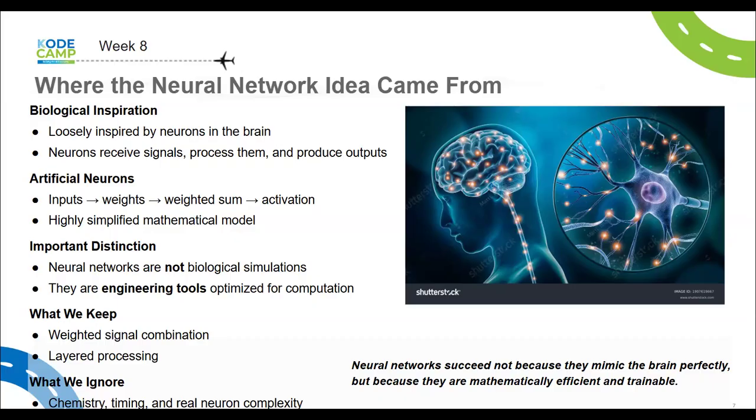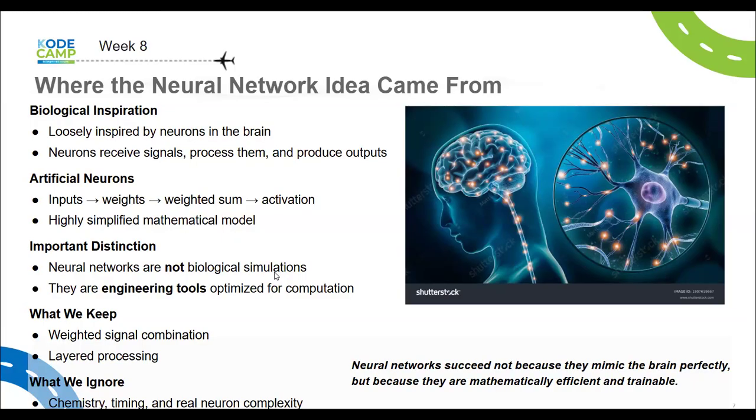And that's what we're using in the world today to achieve all of the great things that people are talking about in AI. So, one thing to understand is that neural networks are not biological simulations. In other words, they do not exactly simulate the human biological neuron or the biological neuron of any animal, right? With today's knowledge, they are effectively engineering tools that are used to optimize for computation, right?